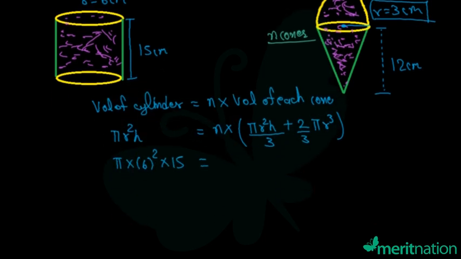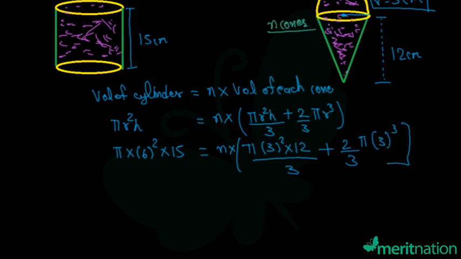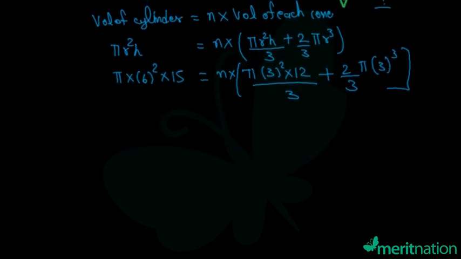Now we can substitute the values. So n into pi radius square, 3 square, into h, 12, divided by 3, plus for the hemispherical part 2 by 3 pi r cube, so 3 cube. If you solve this equation you will get the value of n. How to solve this equation? To solve this equation, first let's simplify this further.